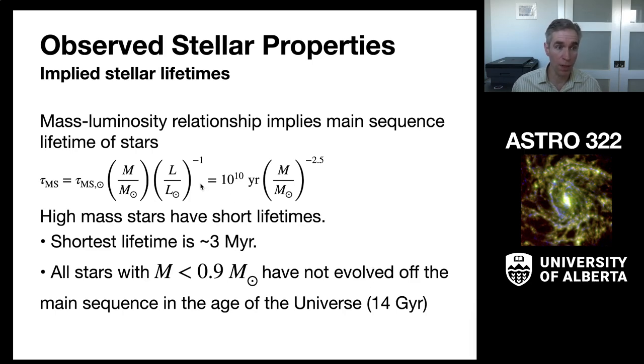And that's because a one solar mass star, if we put in one for this formula, has a main sequence lifetime of almost exactly 10 billion years. And the age of the universe is thought to be about 14 billion years. So you don't have to get a lot less massive than the sun until your main sequence lifetime, the amount of time that it takes to go through the fuel, is going to be longer than the age of the universe. Therefore, something at that scale hasn't evolved off.